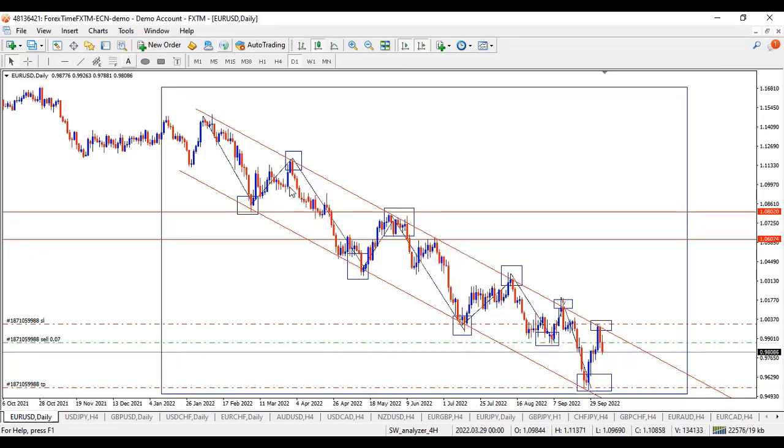And so since we have realized that price is moving in the channel, you would now place your take profit at the channel support.